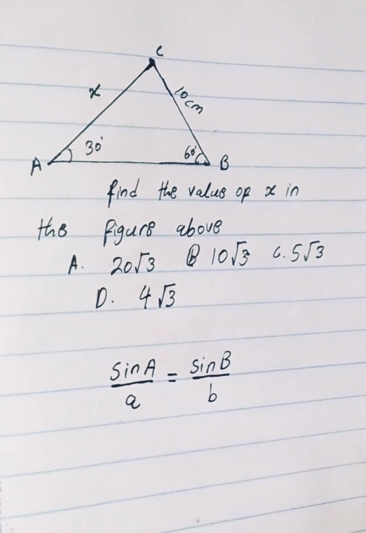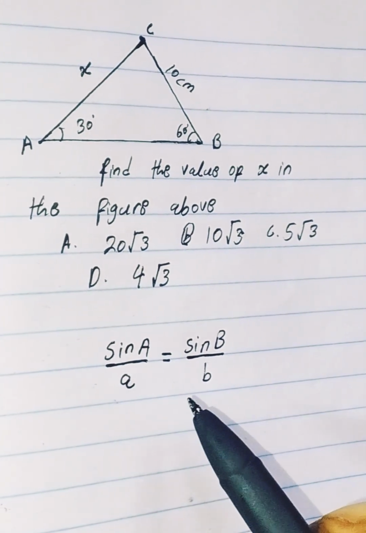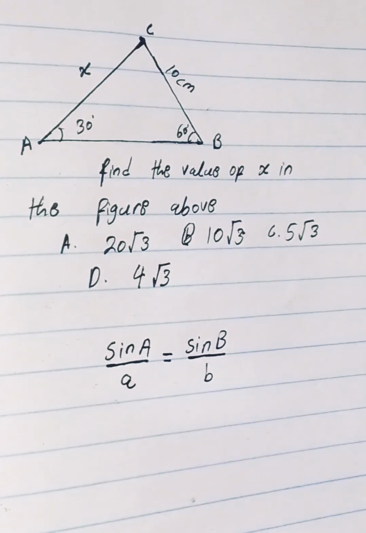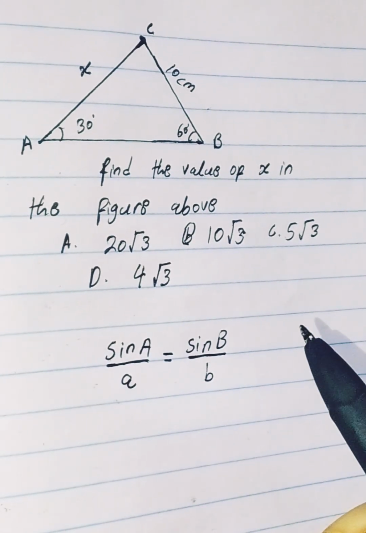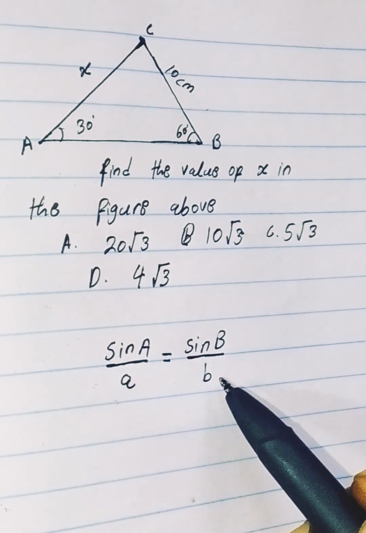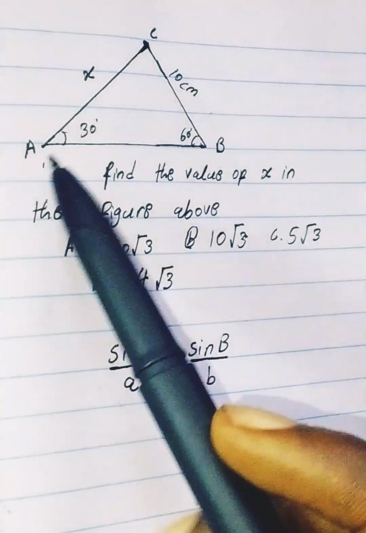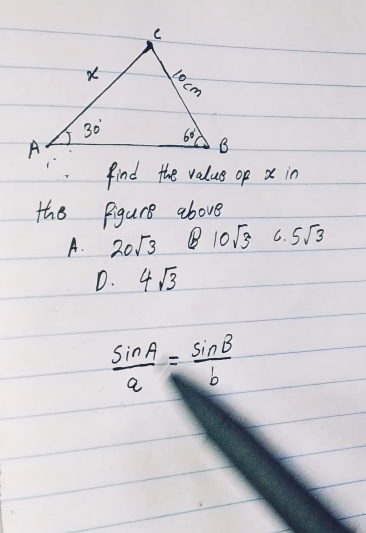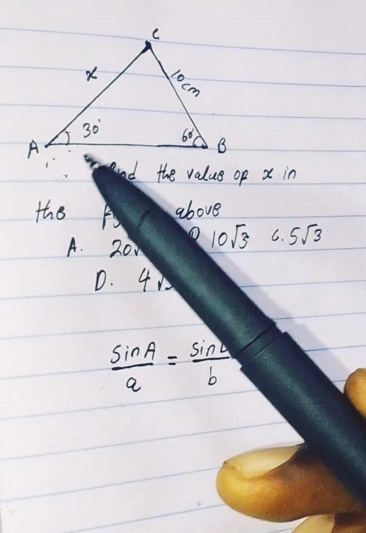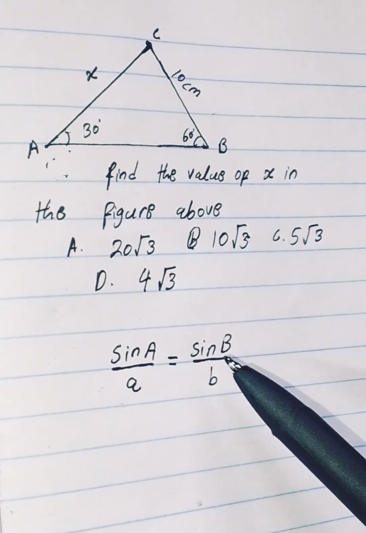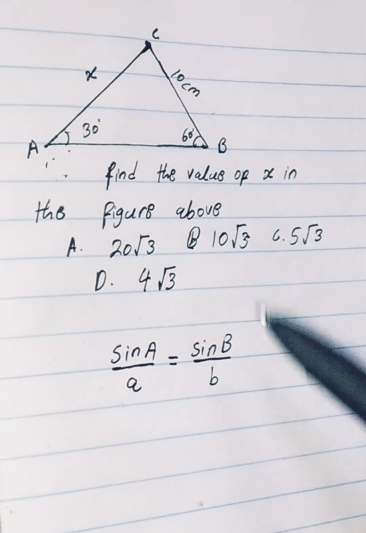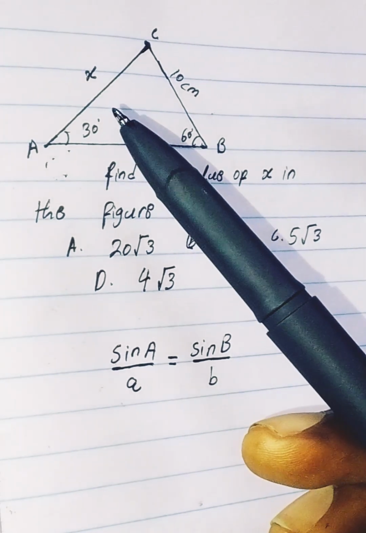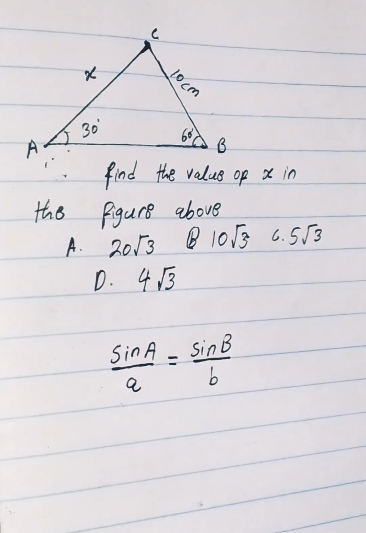Now the capital A is the angle, while the small a is the side facing the angle. The capital B is the angle, while the small b is the side facing the angle. Now look at this, this is A, and this is 30. So angle A here is 30, while the small a is 10, the side facing this angle. Now from this part here we have sine B. What is B? 60. Now the side facing B is x. So the small b is x. So that's what we are saying here.